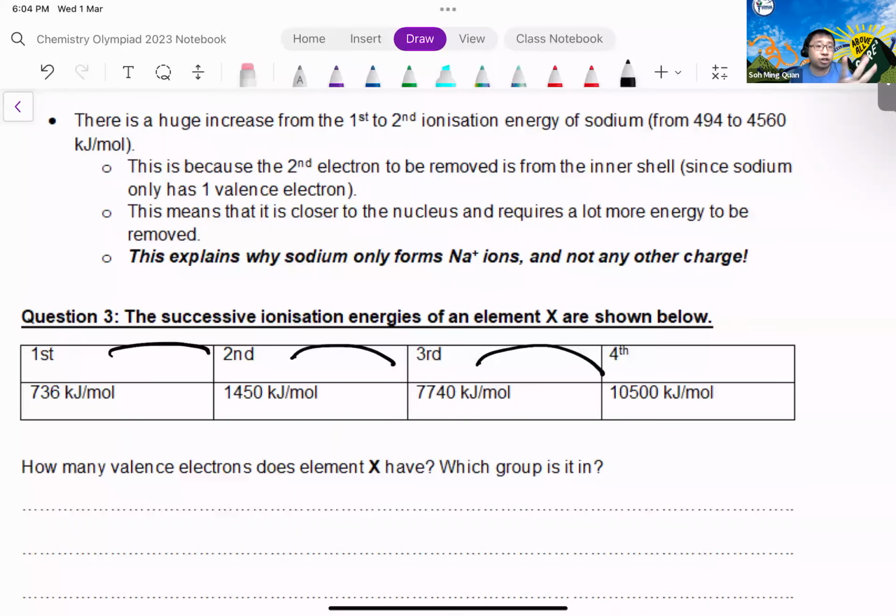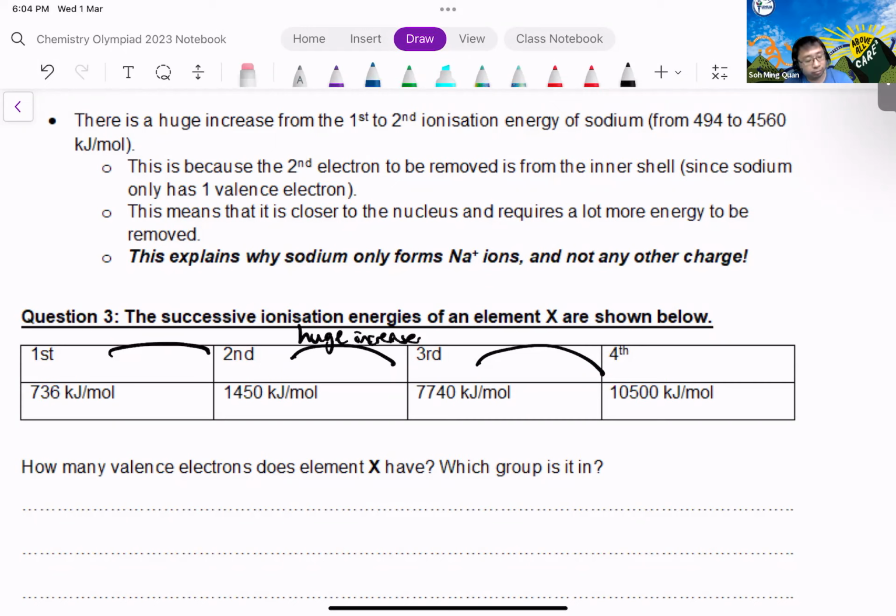Where is the largest increase in the number? Maybe someone can type in the chat. From what to what is the huge increase? Second to third, right? Do we agree? Just looking at the magnitude of the numbers, wow, the huge increase is second to third.